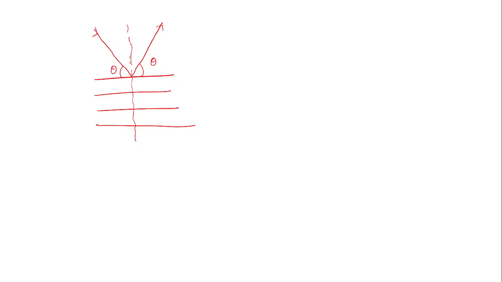And this will be 90 minus theta, and this will be 90 minus theta. Basically, even this is the same, even this is the same. But usually in XRD, we consider the glancing angle or grazing angle. So the X-ray reflected or diffracted from the first plane will go like this.